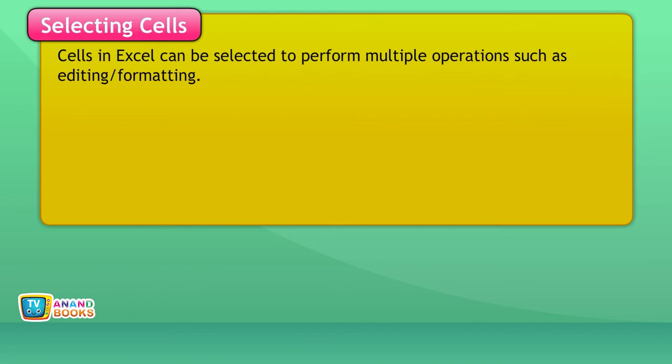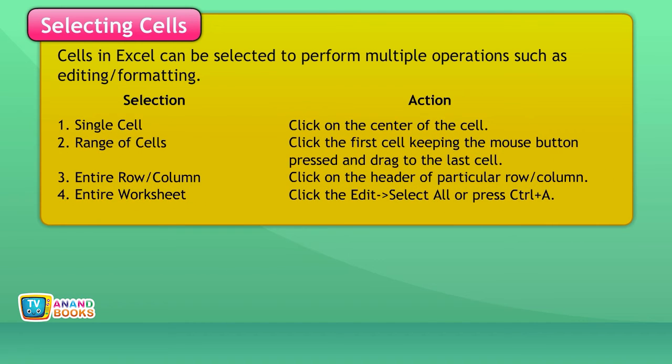Selecting cells. Cells in Excel can be selected to perform multiple operations such as editing or formatting. Selection: 1. Single cell. 2. Range of cells. 3. Entire row or column. 4. Entire worksheet. Action: Click on the center of the cell.